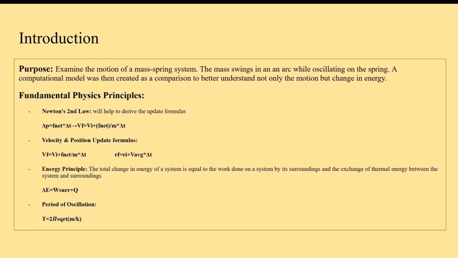The fundamental physics principles used in this lab were Newton's second law, the velocity and position update formulas, energy principle, and period of oscillation. Newton's second law equation is seen below, and it will help to derive the update formulas. The velocity and position update formulas are also seen below, and the energy principle is the total change in energy of a system is equal to the work done on a system by its surroundings and the exchange of thermal energy between the system and surroundings, and the equation is seen below, and the period of oscillation is also seen below.